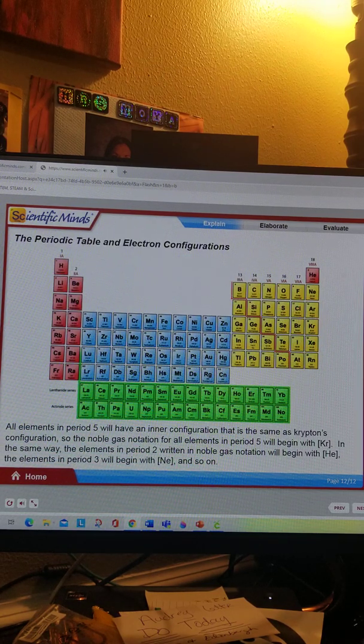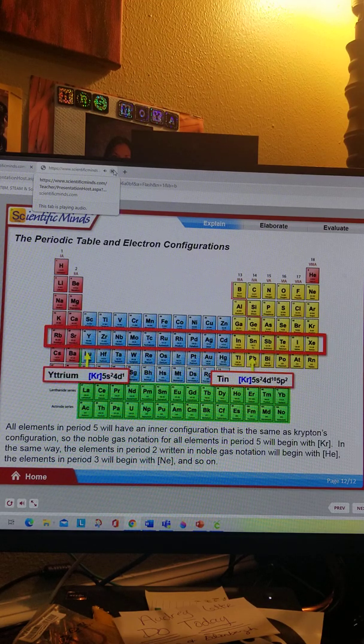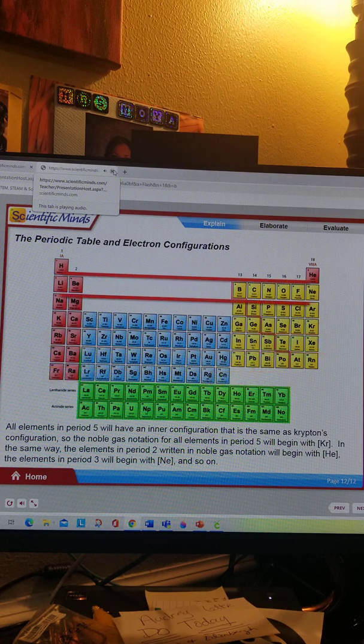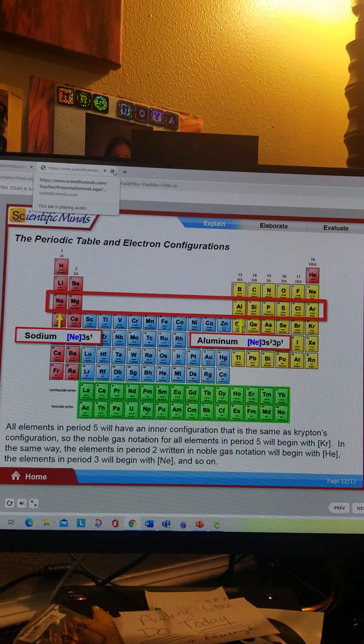All elements in period 5 will have an inner configuration that is the same as krypton's configuration, so the noble gas notation for all elements in period 5 will begin with krypton. In the same way, the elements in period 2 written in noble gas notation will begin with helium, the elements in period 3 will begin with neon, and so on.